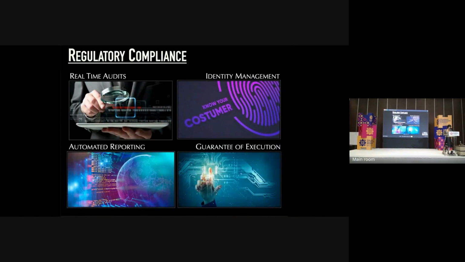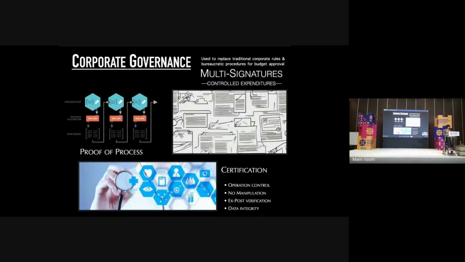Many other examples exist, so real-time audits, automated reporting, the guarantee of execution because of the smart contract, etc. There are also many mechanisms of creating proof that a particular process has been done by hashing information on a blockchain in a recurrent manner, so that people can ex post verify that something had been done. The use of multi-signature in order to do controlled expenditures, which usually require a lot of oversight in a corporate setting.